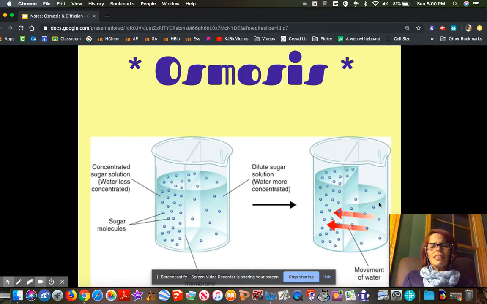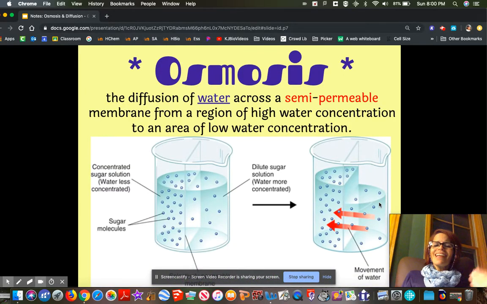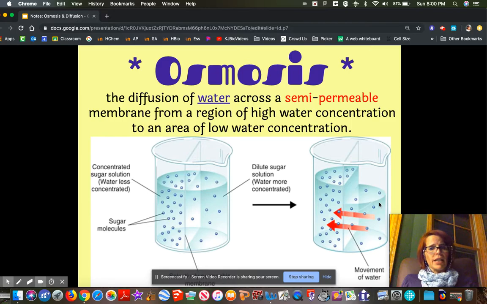All right, so what's osmosis? Osmosis is exactly the same thing as diffusion, only when water is moving from an area of high concentration to an area of low concentration. It occurs across a semi-permeable membrane. Semi-permeable simply means it's a little bit permeable. That means that some things can pass through it and some things cannot. So again, osmosis is diffusion of water from an area of high concentration to an area of low concentration.